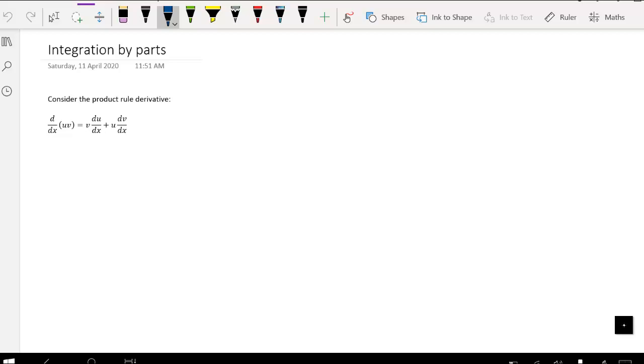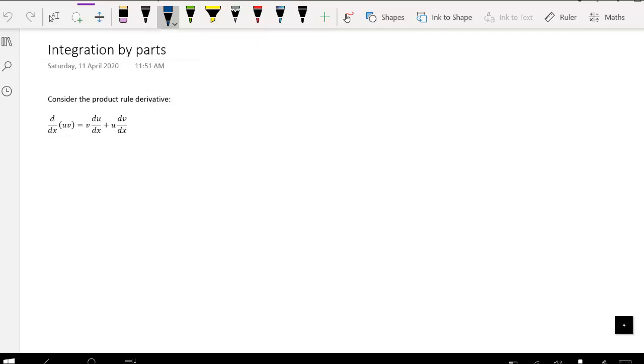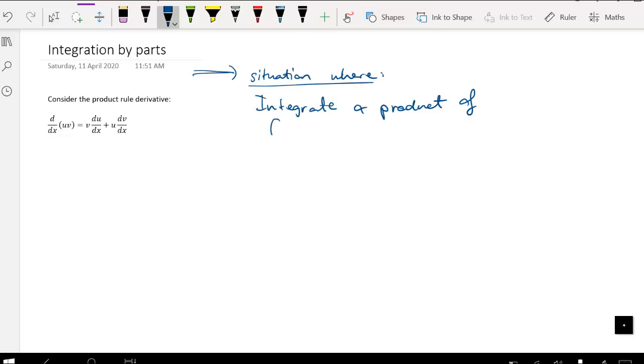In this lesson we're looking at our final method of integration. We're looking at integration by parts. Now really what we're looking at here is a situation where we need to integrate a product of functions. For example, we could be looking at x squared ln x, trying to integrate that with respect to x.